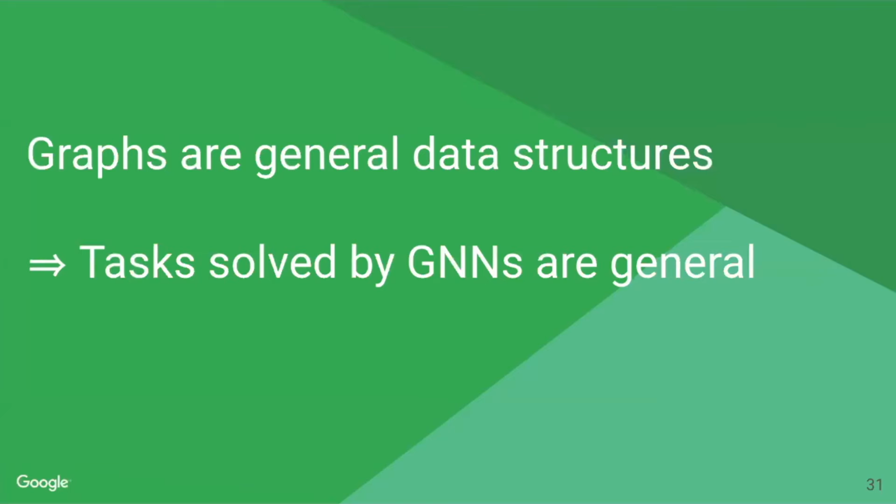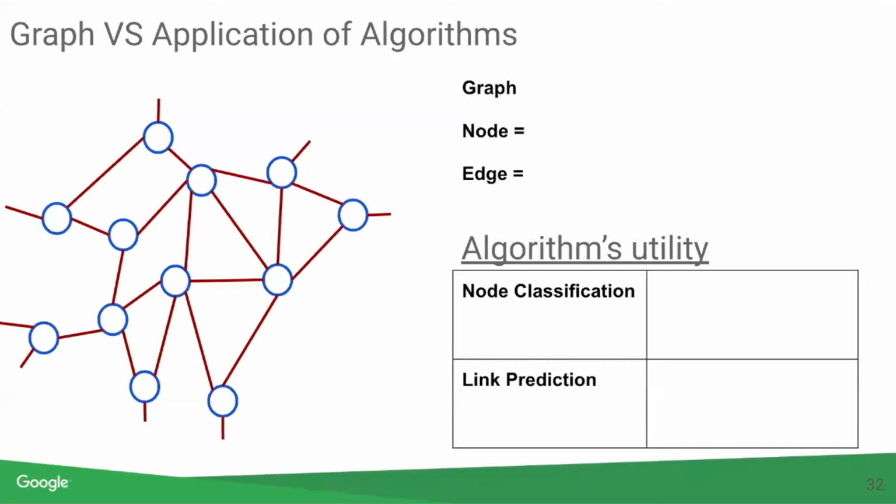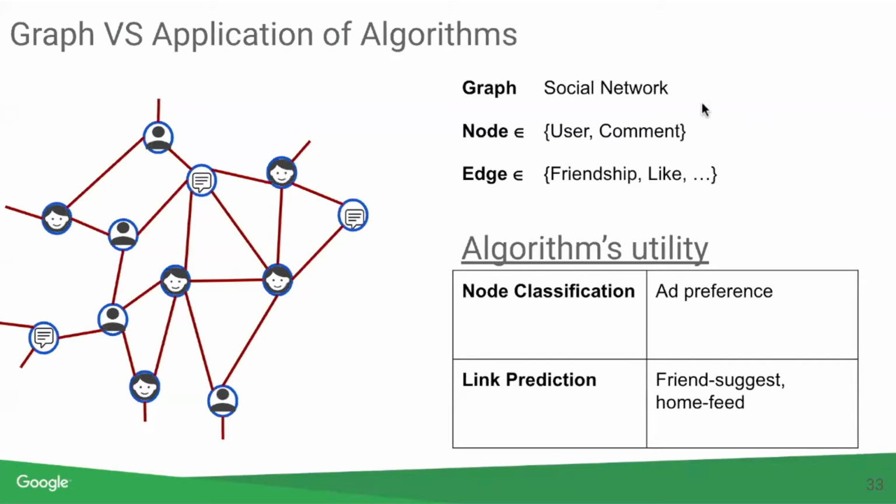Now we're going to talk about some different applications and how you can map them onto a graph, and then what the utility is of doing these link prediction and node classification. We're going to go through a few applications. The first application is a social network. We just talked about it.